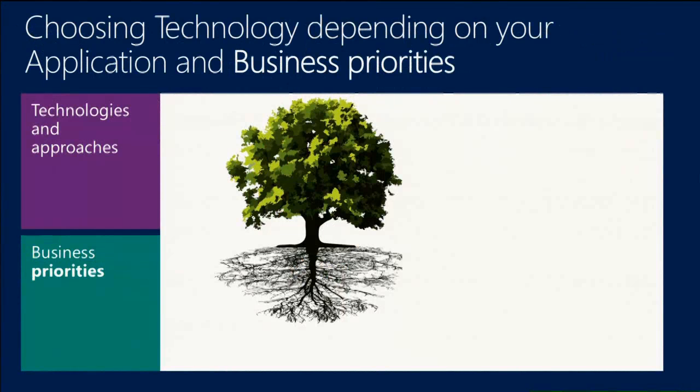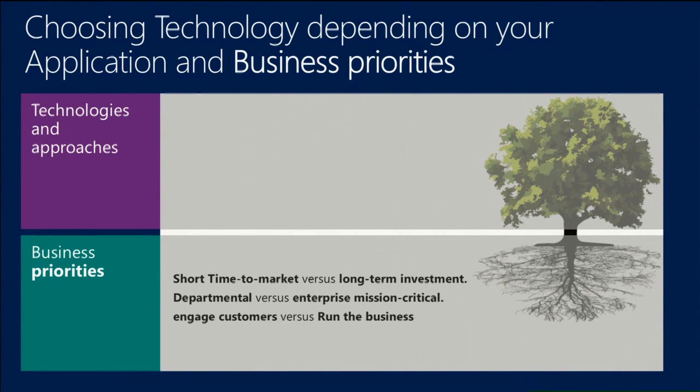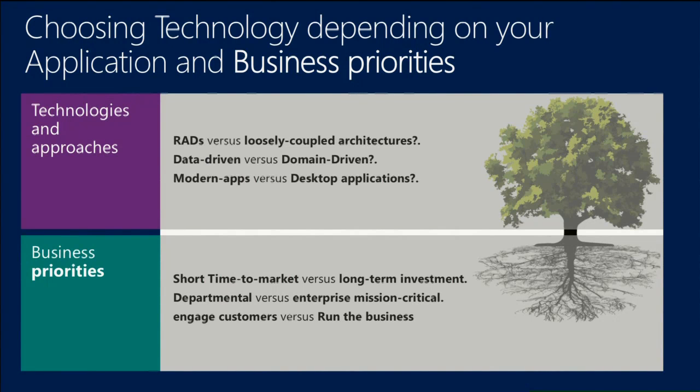Right. So as I mentioned, when you are going to build an application, to me it's like a tree. You have the application, which is the tree, but then the roots are the reasons why you created that application, the business priorities or the business goals. So when you are going to create an application, you probably have questions like, is my application short time to market? Is it a long-term investment, or is it a small departmental application, or a long-term enterprise mission-critical application? Do I want to engage with customers? Does it have to be a compelling application, or is it just an internal application to run the business? Probably that's what you usually question yourself.